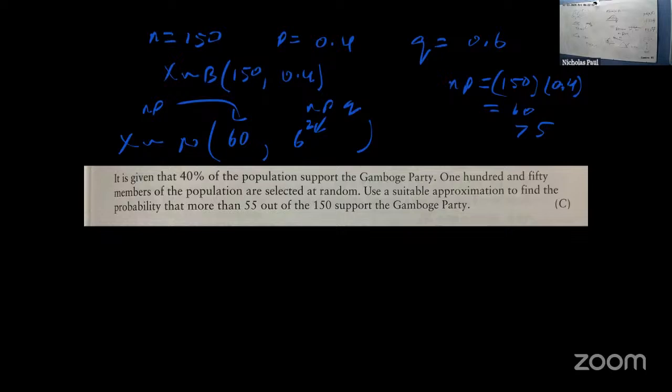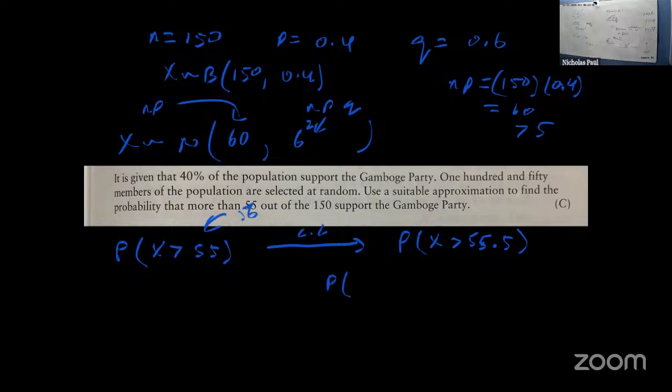Good. And now they want us to find the probability of more than 55. X is more than 55 out of the 150. So remember, because more than 55 was for a binomial, we have to apply continuity correction. First value will be like 56, right? So x is more than 55.5. And that's it, you're done. Everything else after that is like what you've been doing before.